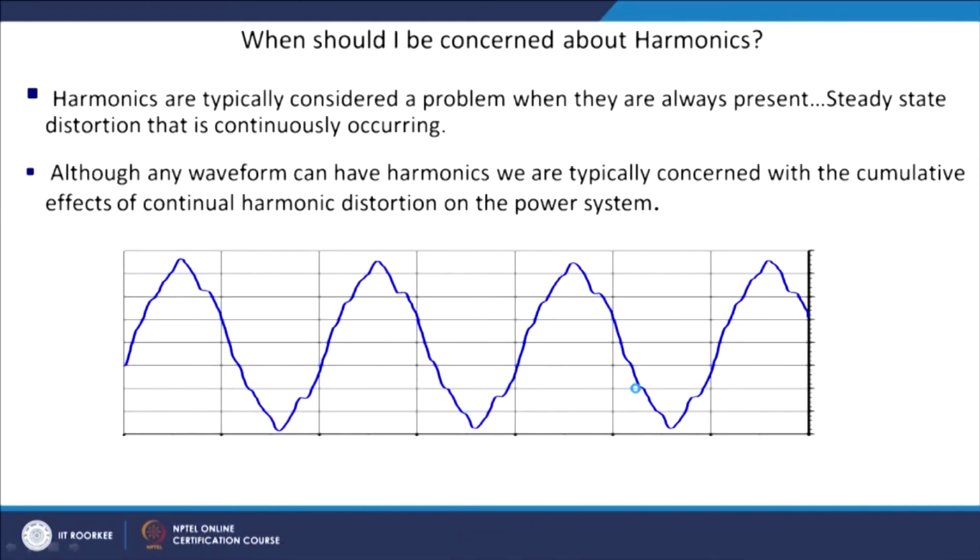Similarly, harmonics are typically considered to be a problem when they are always present, in a steady state distortion that is occurring continuously. Though any waveform can have harmonics, we are typically concerned with the cumulative effect of the continual harmonic distortion of the system. So, we are more bothered about the overall effect on the system instead of one cycle or two cycles.